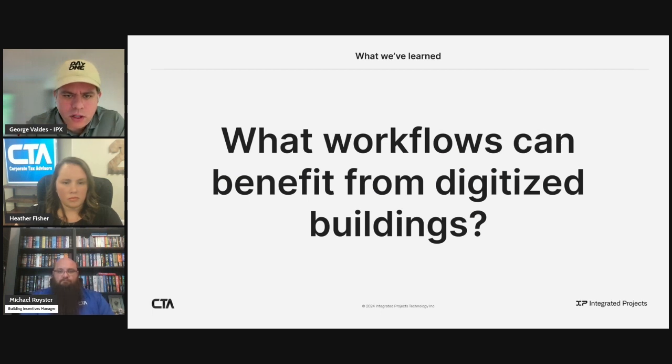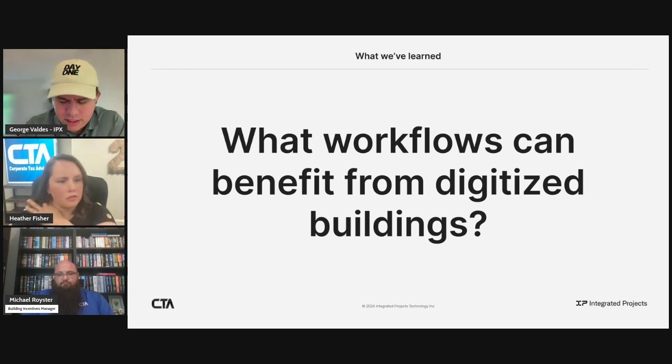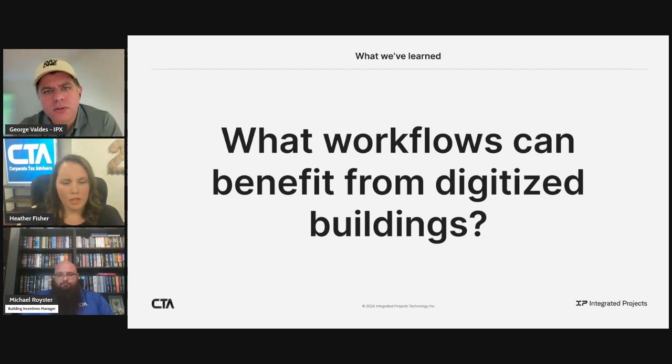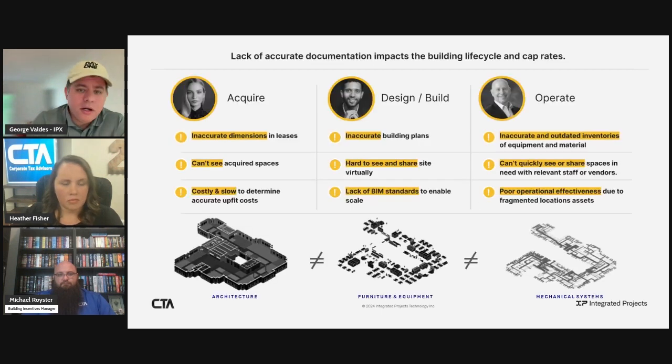And so we're going to talk a little bit about what we've learned throughout the process in terms of what kind of workflows could ultimately benefit. I highlighted a couple of different stakeholders, through the lens of a commercial owner, the architect, and the contractor. But even within a commercial real estate portfolio, you can loop in operators here as well. There are different stakeholders, even within those companies, that could benefit from this information.